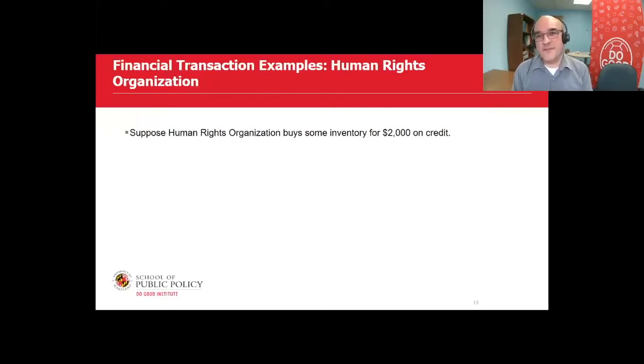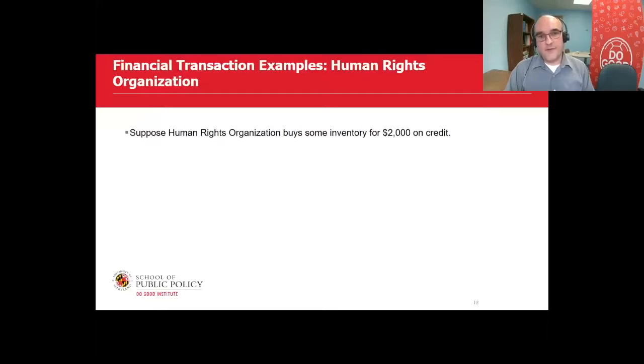So here are some examples. I want to show you how to build a balance sheet event by event based on a couple of fictitious financial transactions for a fictitious human rights organization, to show you how to enter these records and respect the dictates of the fundamental equation of accounting.